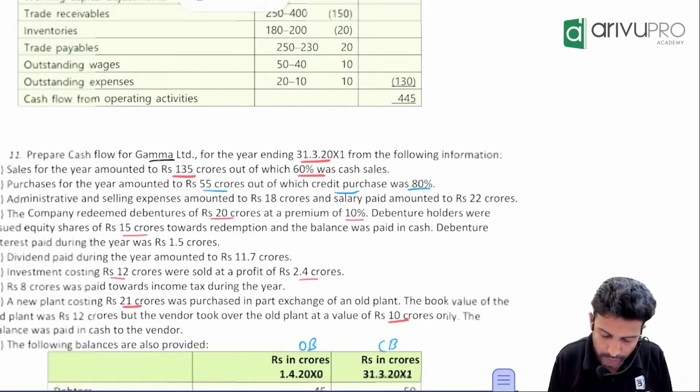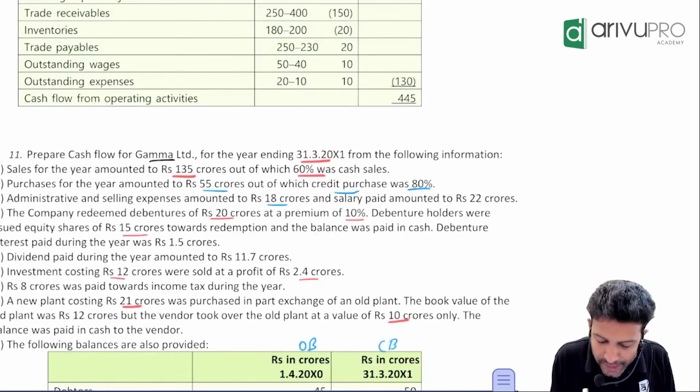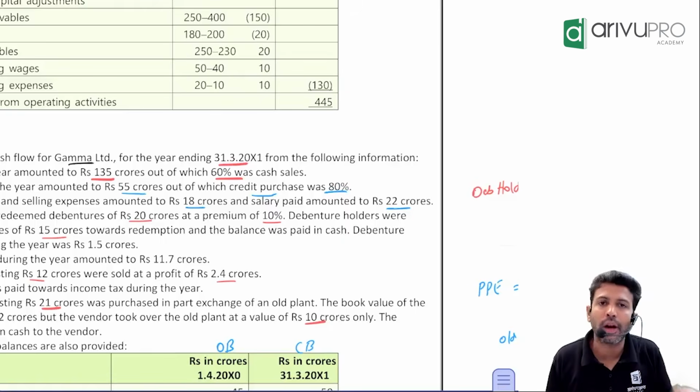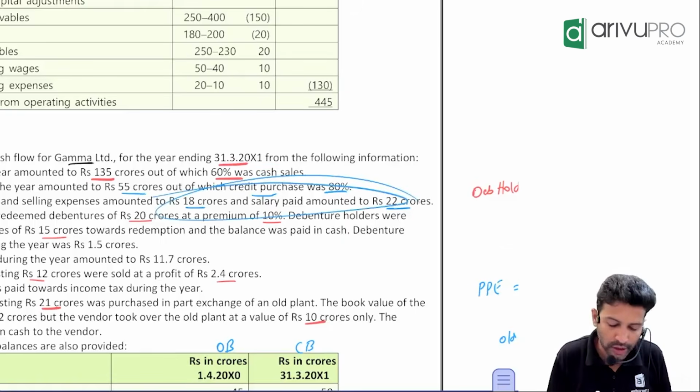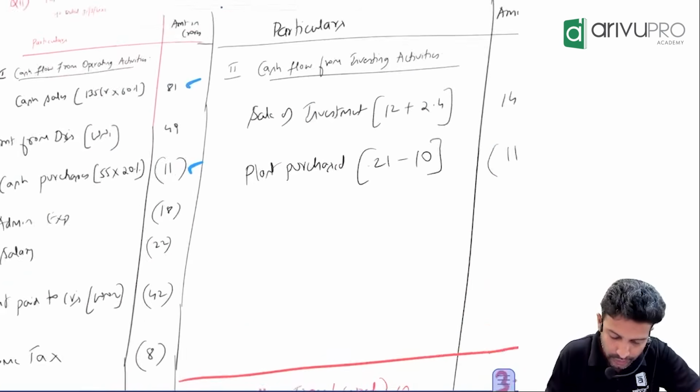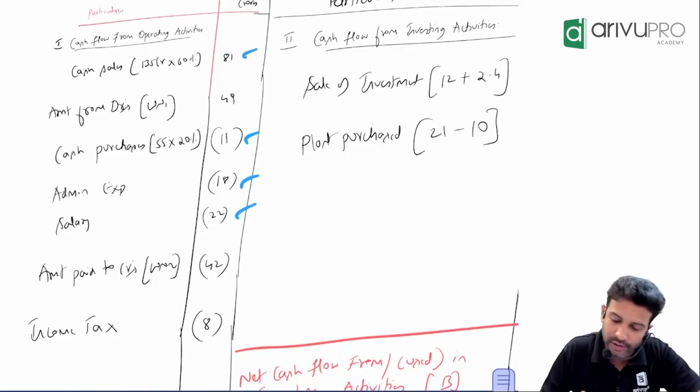Next one. What is the next one? Admin expense paid how much? 18 crore. Salary paid how much? 22 crore. Both are what activity? Operating activity. Inflow or outflow? Outflow. So both should be shown as plus or minus? 18 and 22 under operating cash flow, minus. Okay, next.